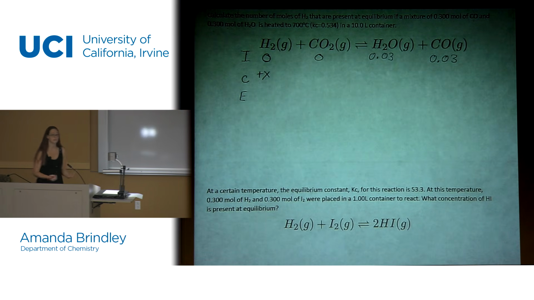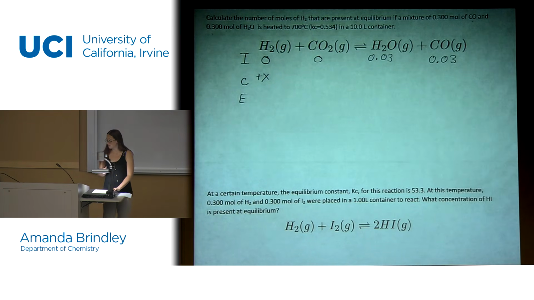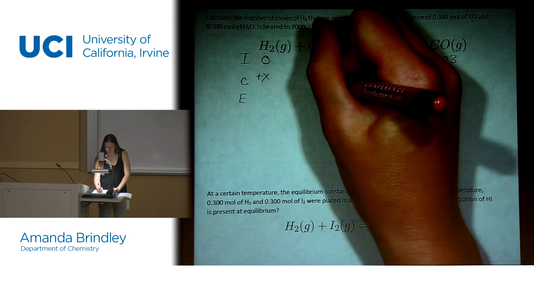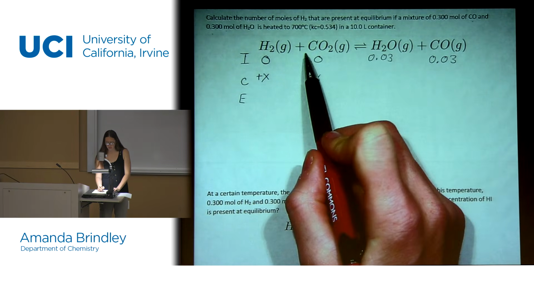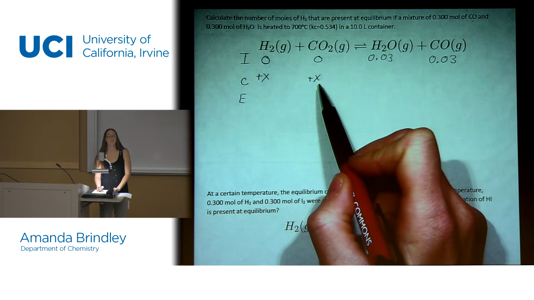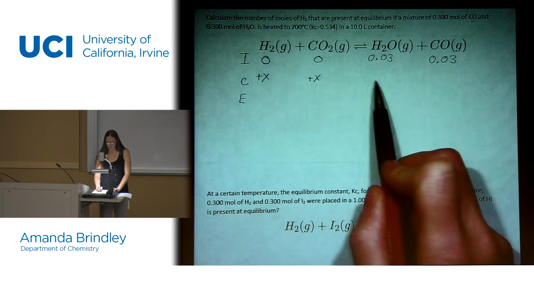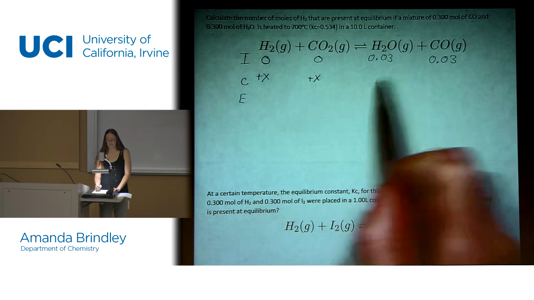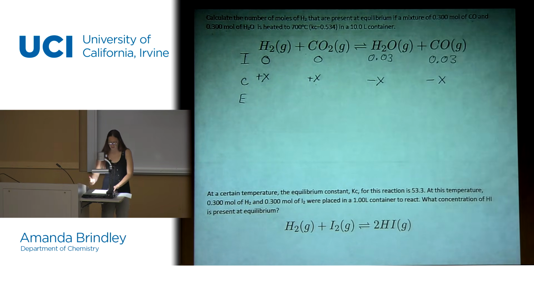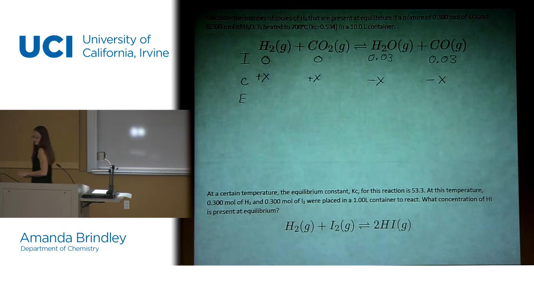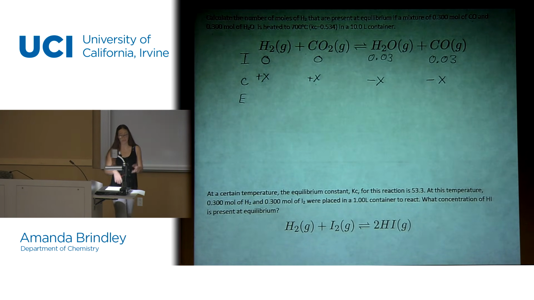So I say plus X. Now, if I add X H2, how much CO2 do I add? I add X. What if there was a coefficient of 2 here? How much would I have to add? 2X. Okay. So if I'm adding this much and this much, what's happening right here? Minus X and minus X. Awesome. So now we know our equilibrium in terms of variables.